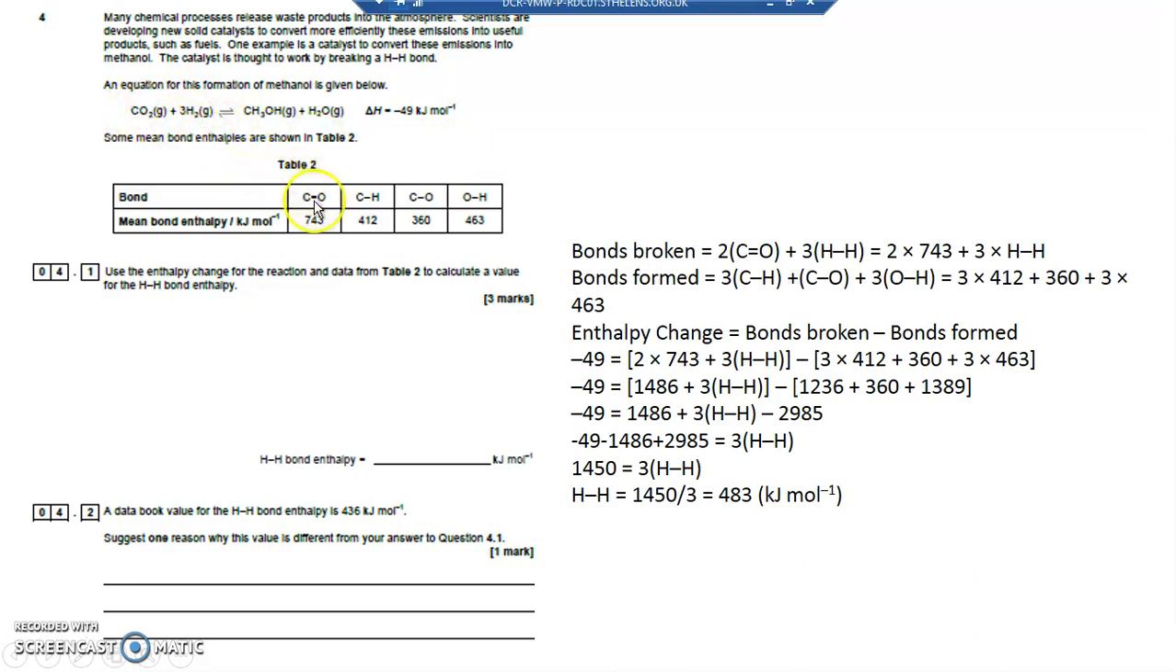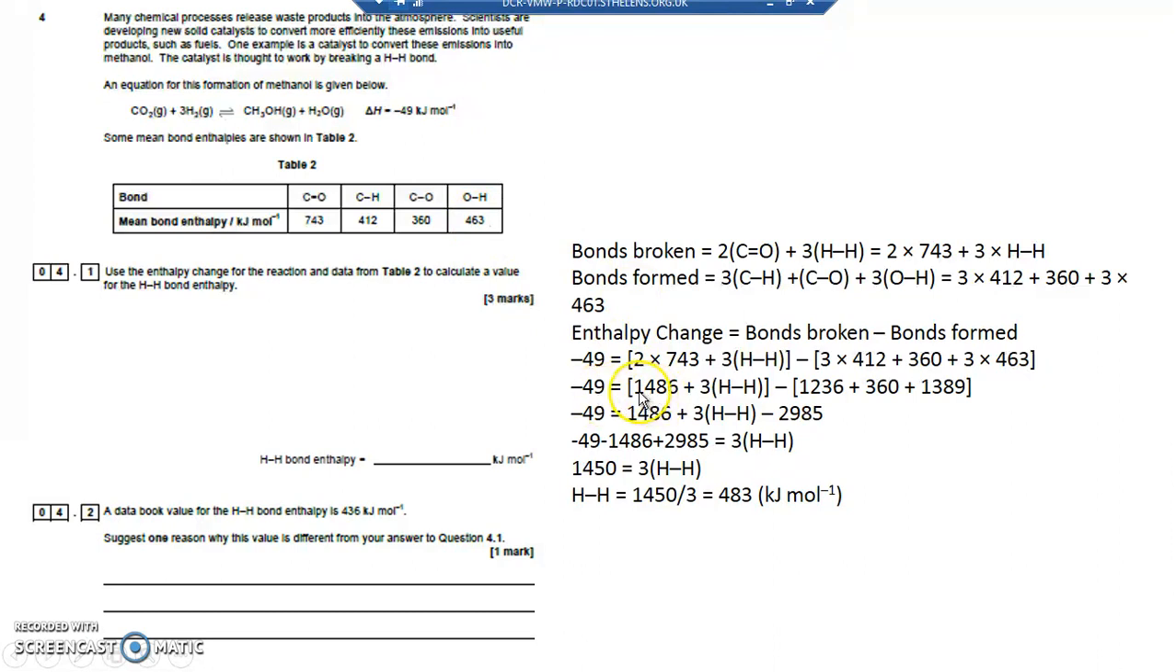So let's do spoilers. What I've actually got in there is CO2, 2 lots of CO, and 3 lots of H2, and I haven't got that H-H value, that's what I'm trying to find out. So my bonds broken are 2 lots of 743 plus 3 lots of H-H, which I don't know, and the bonds formed: here I've got CH3, so I've got 3 C-H's, so 3 412s. I've got a carbon to oxygen, so a 360, and an O to an H, so a 463, and in H2O I've got H-O-H, so 2 O-H's, so 2 463.